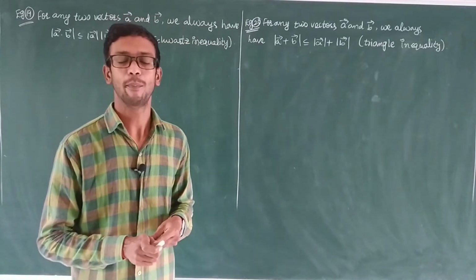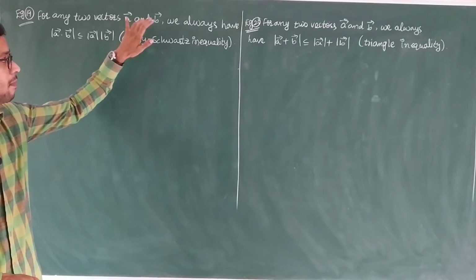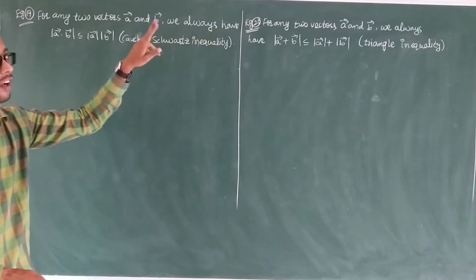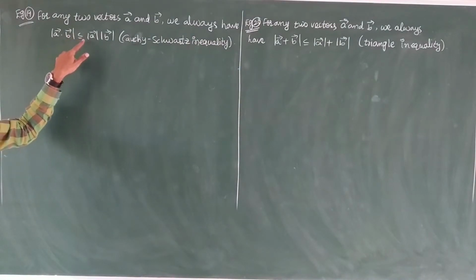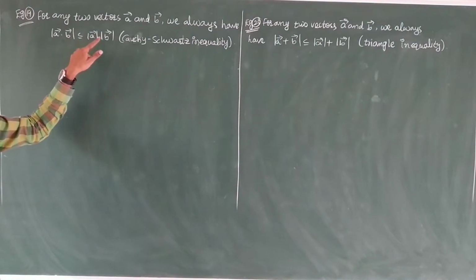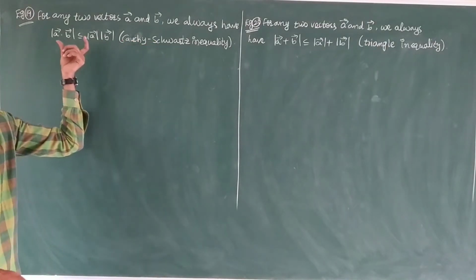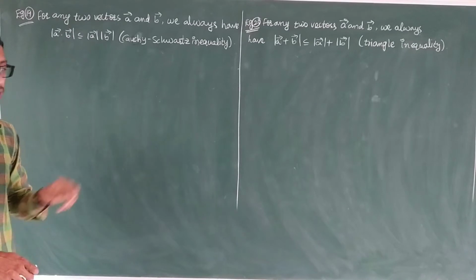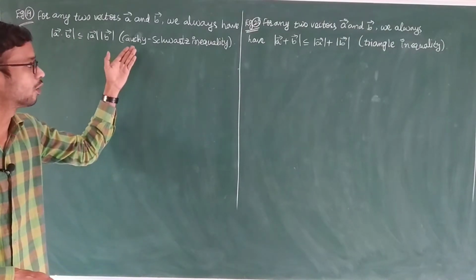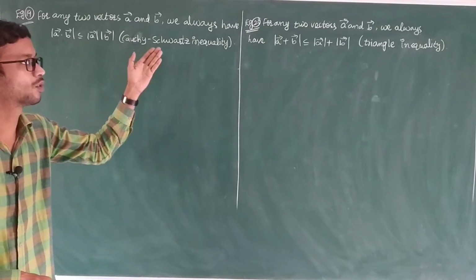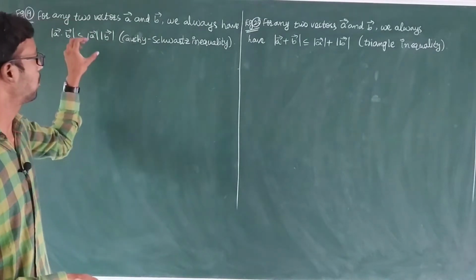Next, example 19. For any two vectors A bar and B bar, we always have magnitude of A bar dot B bar is less than or equal to magnitude of A bar into magnitude of B bar. This is called an inequality. Equal is the equality; less than or equal symbol is an inequality. So that is named the Cauchy-Schwarz inequality. We have to prove this one now.